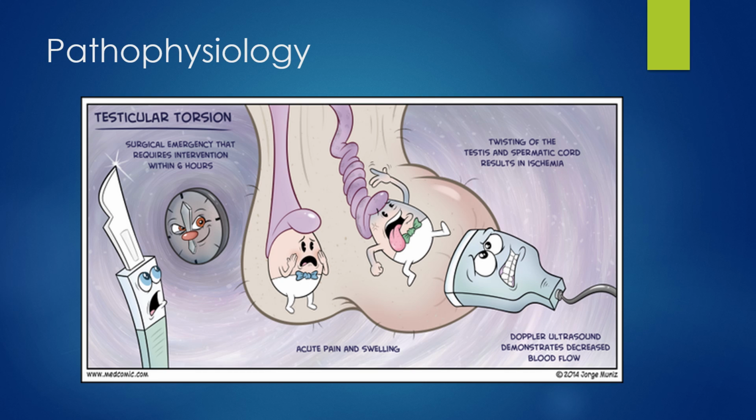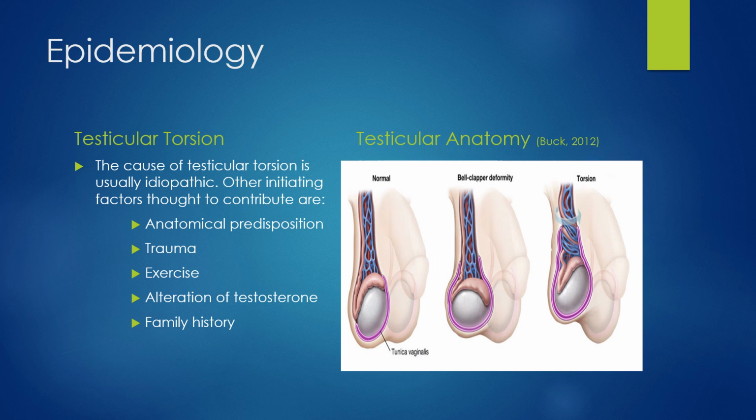The following is a great illustration that can be used to help providers remember the cause, clinical presentation, and required diagnostic imaging used in order to make this diagnosis. The clock in the corner is a great reminder that this diagnosis requires surgical intervention within 6 hours of onset. This medical emergency is usually idiopathic in nature. However, providers should understand that there are other initiating factors that can contribute to the diagnosis.